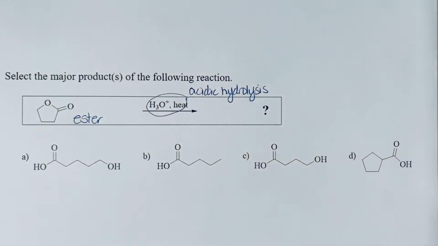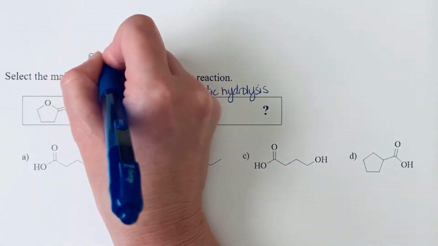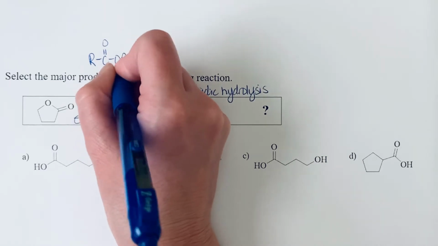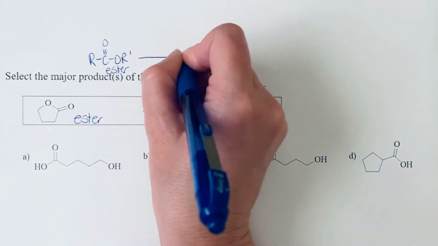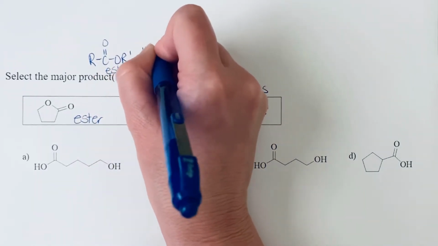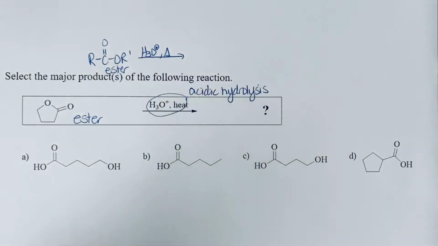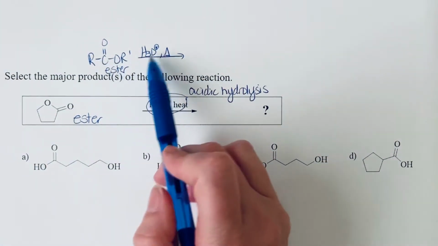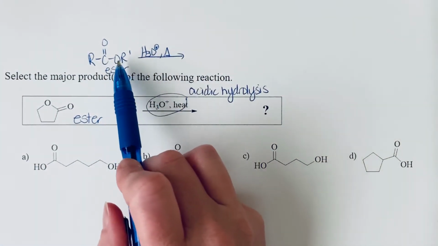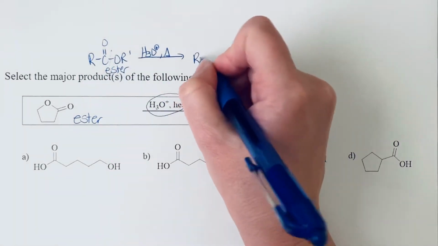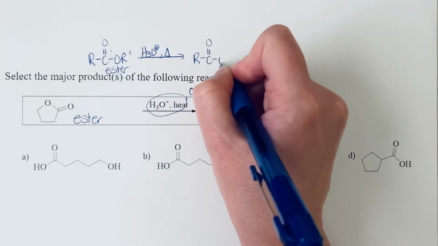So what happens when you take an ester in general? Let's just draw a generic ester structure. When you treat this with aqueous acid and heat, the acid and heat are required because esters are not reactive carboxylic acid derivatives. So when you treat this with the aqueous acid and heat, you end up cleaving this bond. And so you form the carboxylic acid.